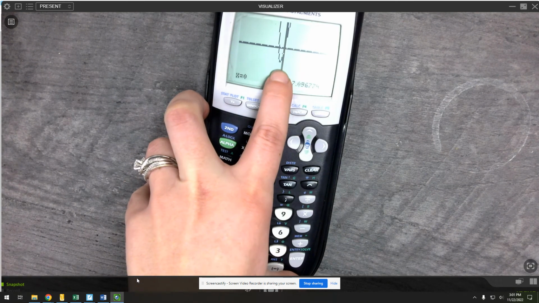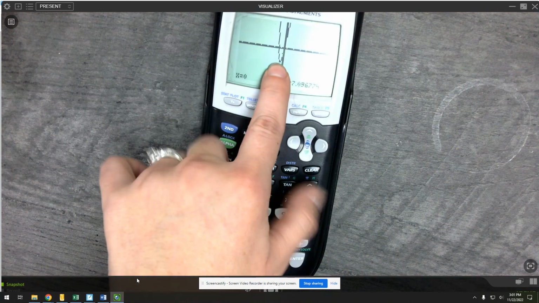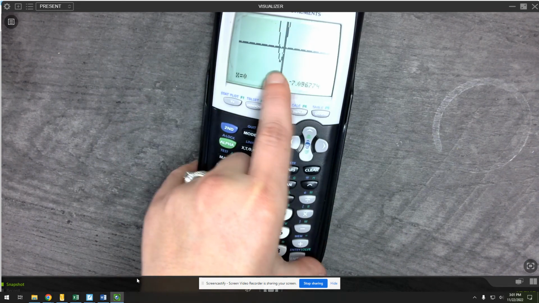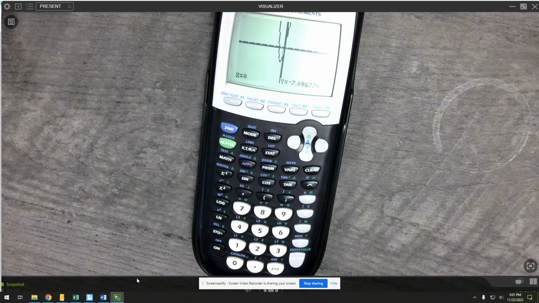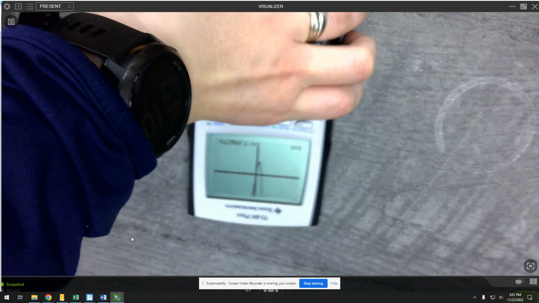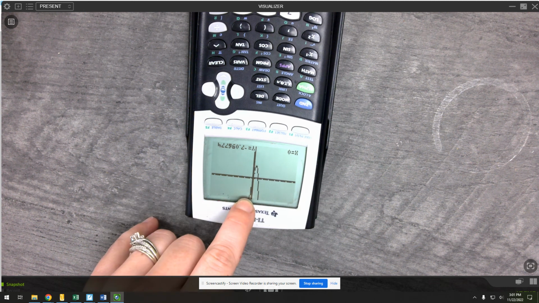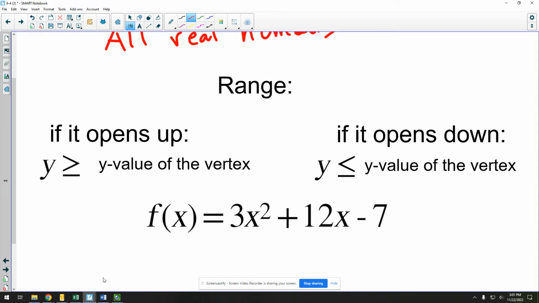If I come down here, my parabola doesn't go down there. It starts here and goes up. So only y values from this dot up will have a y value. But then every y value up will always have an answer. And if your graph opened upside down, if it looked like this, then from here down, those y values work. So your range is not all real numbers.